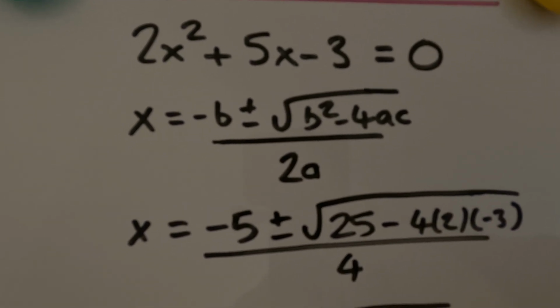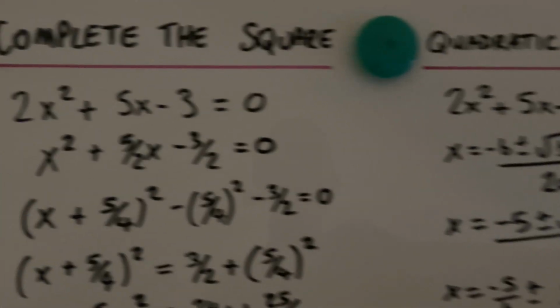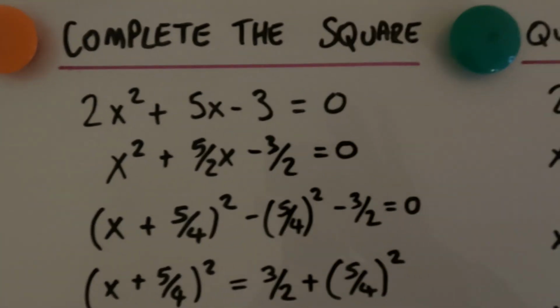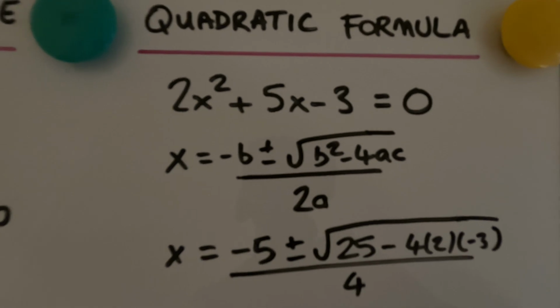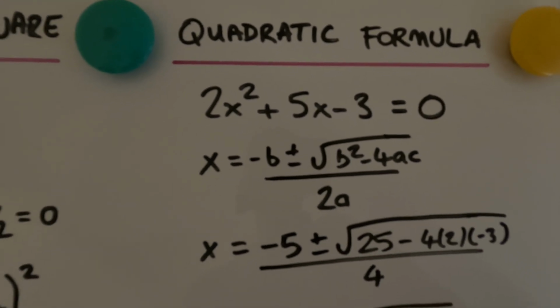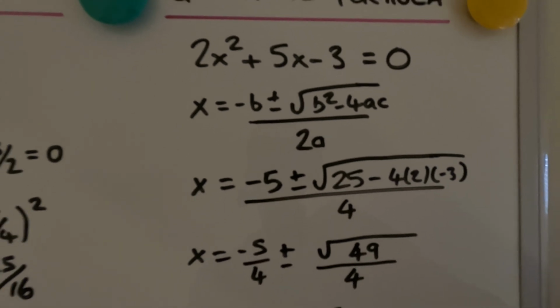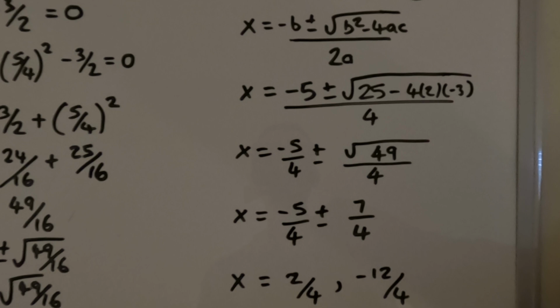However, the question may specifically say to use the completing the square method or to use the factorization method. If the question says to use a certain method, then you have to use that method. Don't use the quadratic formula if it tells you to use another method, obviously. So don't get too carried away with it. Don't just memorize it and think you're done. You might be asked to use another method.